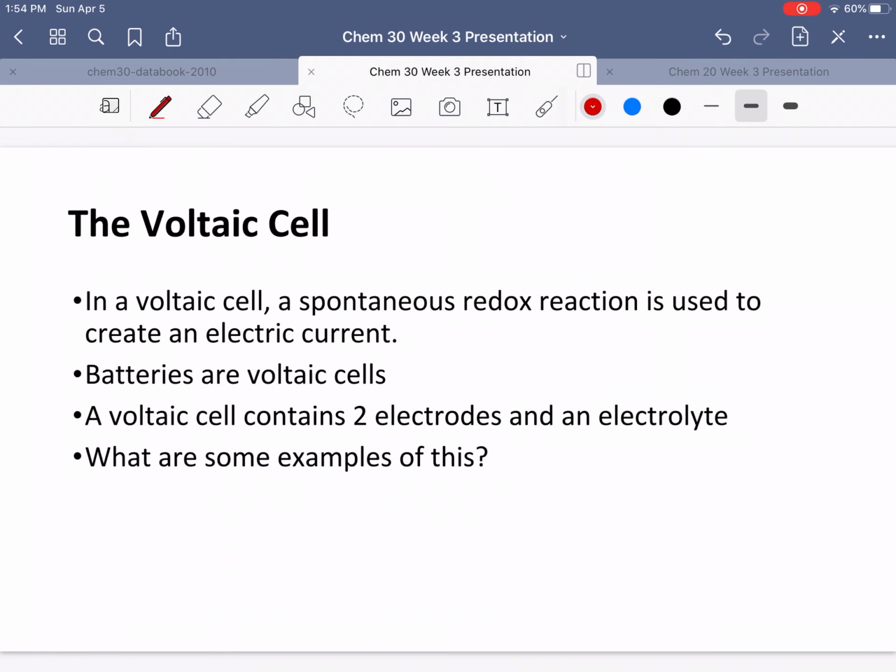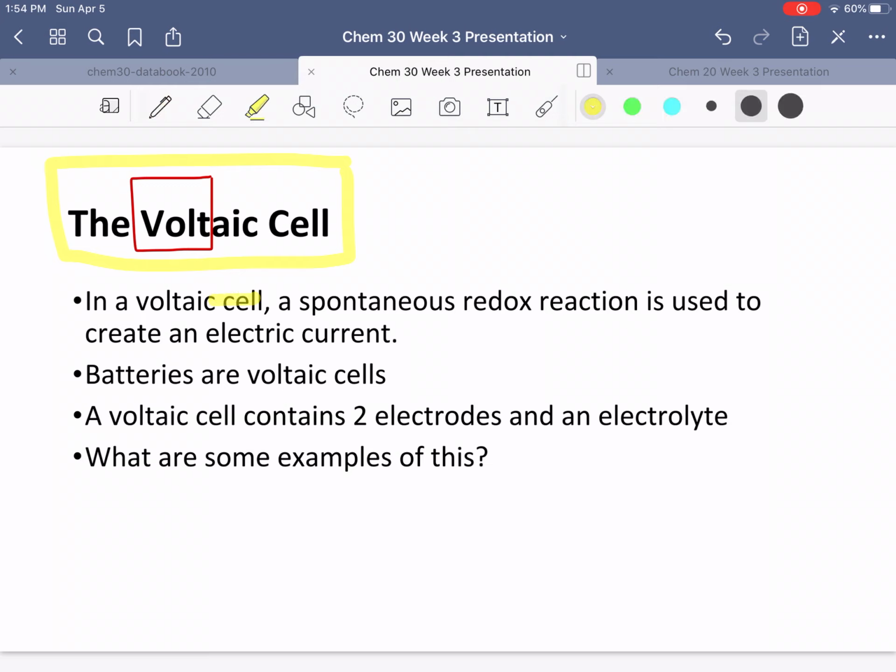And our focus today is going to be on the voltaic cell. So voltaic cell, if you think about the beginning of the word, volt, is essentially a way from chemicals that we can turn the potential energy in a chemical reaction and convert it into electrical energy, usable energy, which is pretty cool.